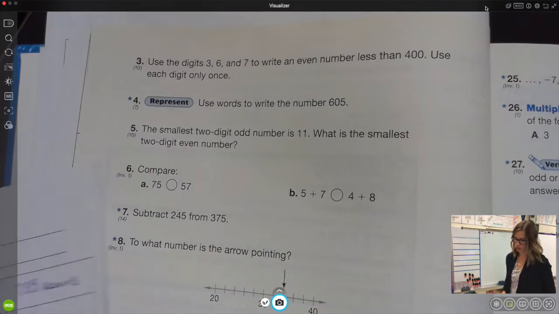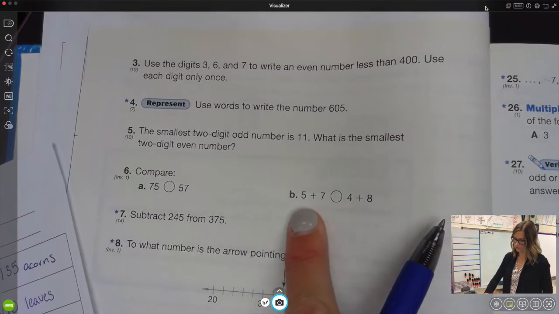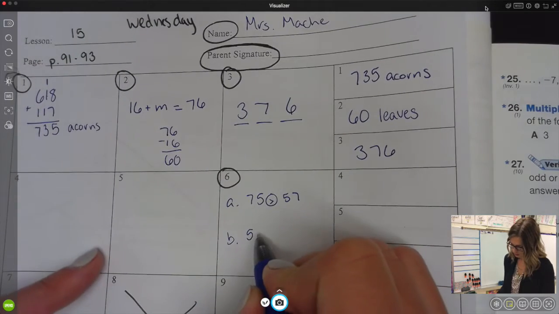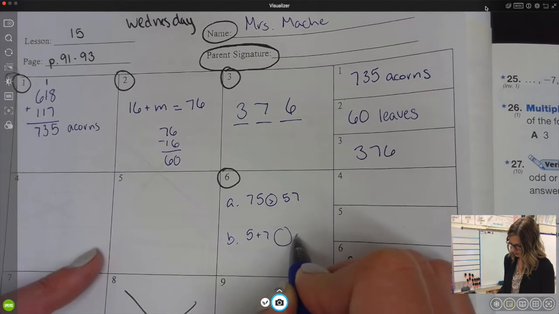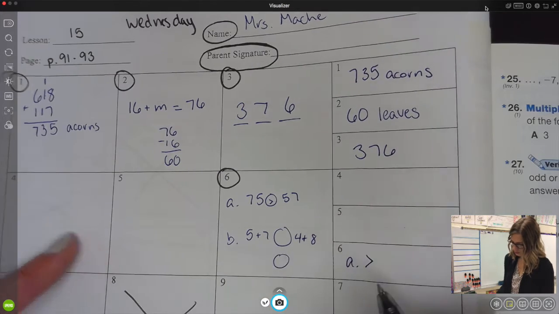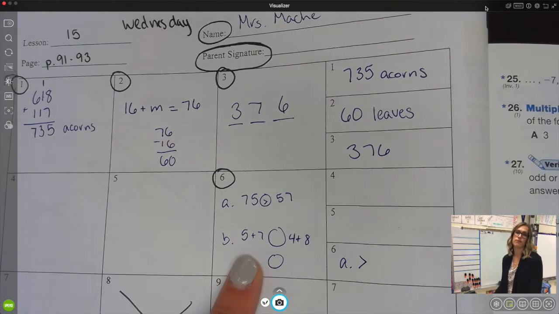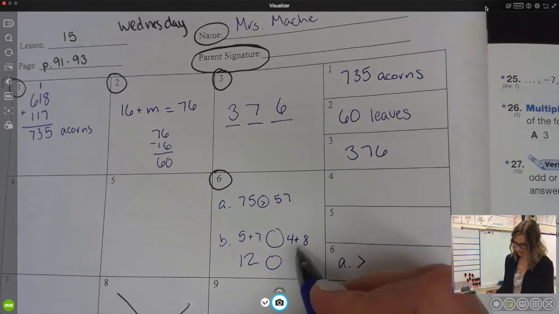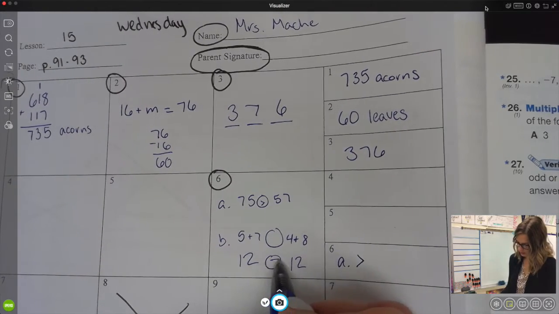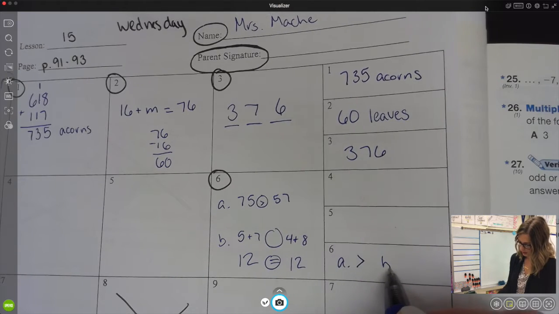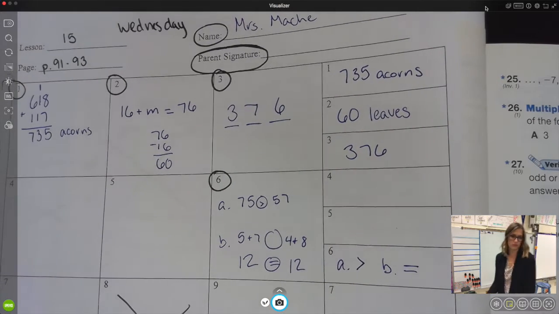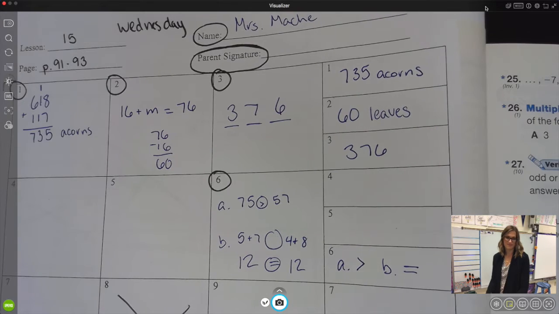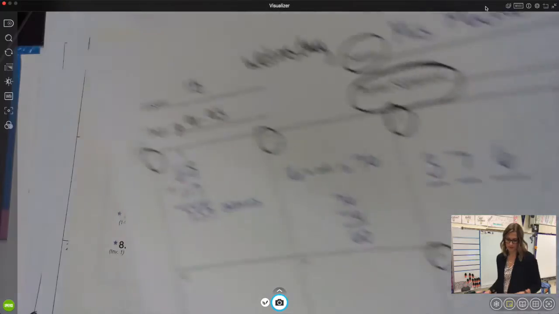B, we got to do some addition. It says 5 plus 7 or 4 plus 8. Well, let's solve those. What's 5 plus 7? 12. What's 4 plus 8? 12. So 12 equals 12. All right. Excellent. Down to number 15.